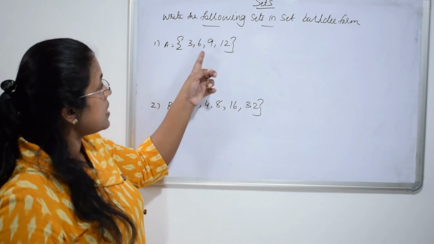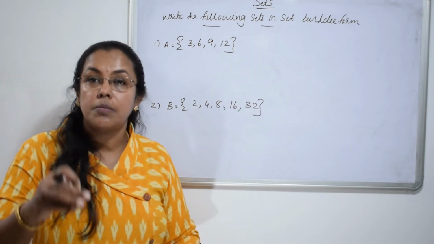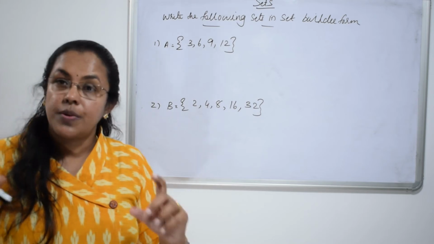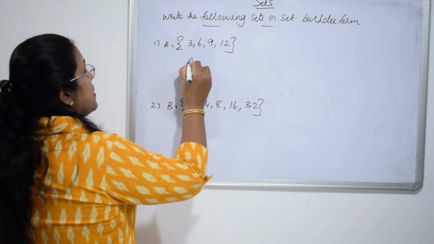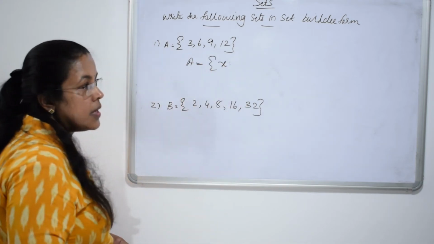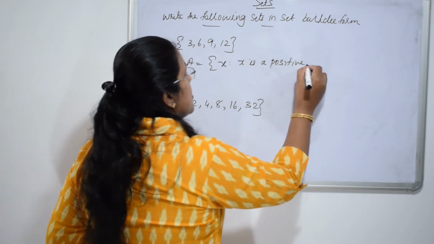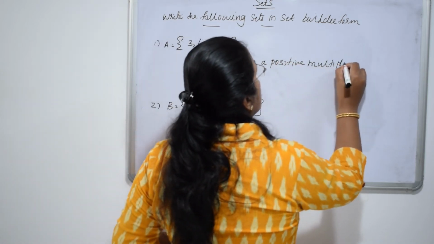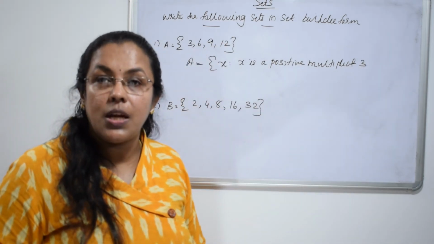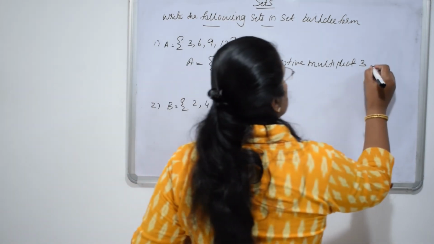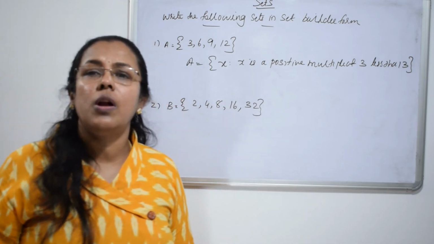Here the set is 3, 6, 9, 12. It is clear. 3 1s are 3, 3 2s are 6, 3 3s are 9, means it is a multiple of 3. So we can write it in two ways in set builder form itself. First method, we know the method. X such that X is a positive multiple of 3 less than 13. Less than 13, less than 14, all are correct.